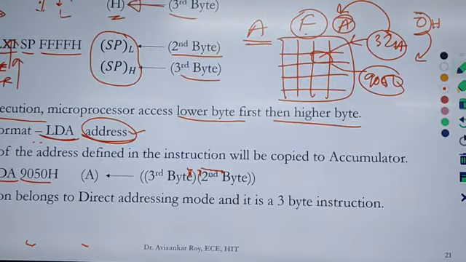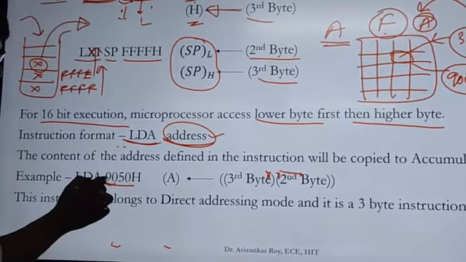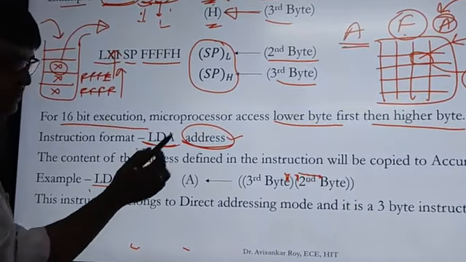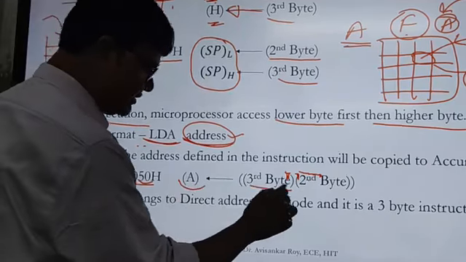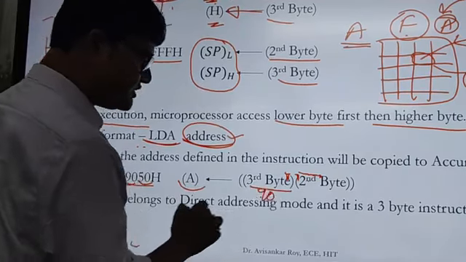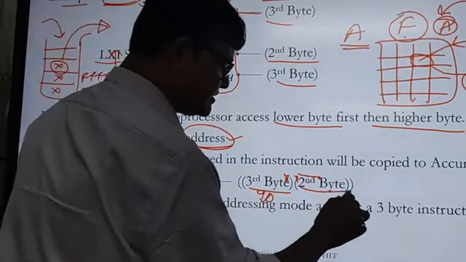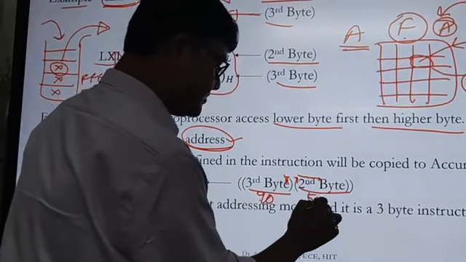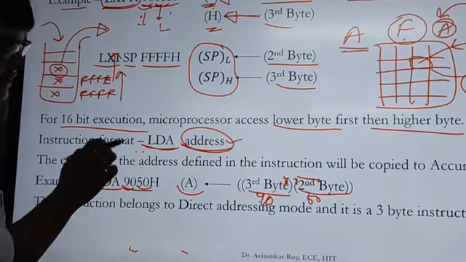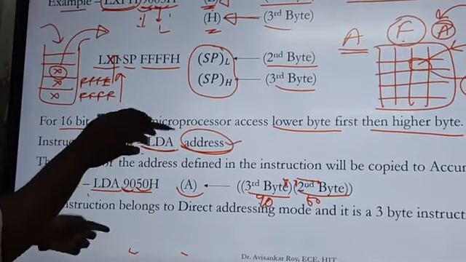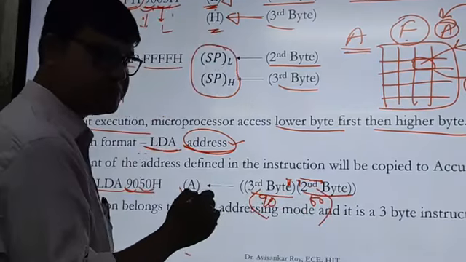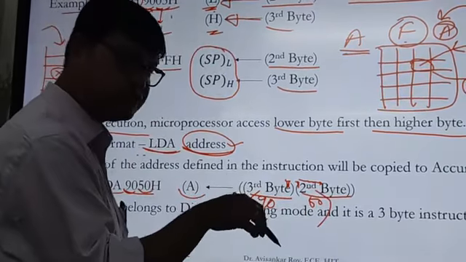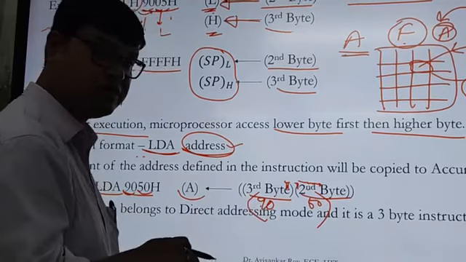So here 90 is the higher byte, the third byte, and 50 is the lower byte. Here we write down the accumulator annotation. Third byte means the third one entered, 90. Second byte means the second one entered, so 50. The annotation is: third byte within bracket, second byte within bracket, whole bracket. Whole bracket means the content of 9050. So the content stored in the 9050 memory location will transfer to the accumulator.